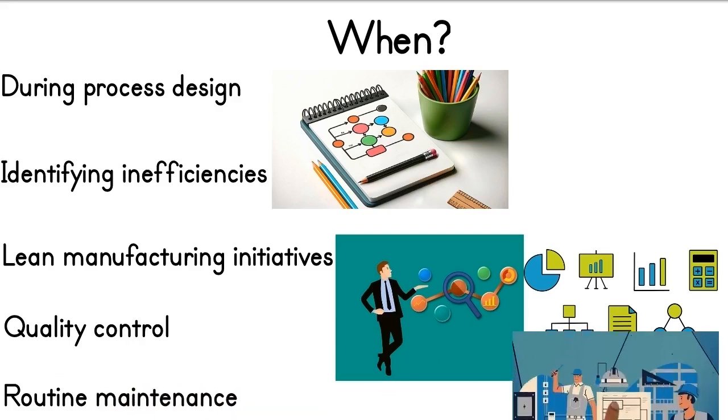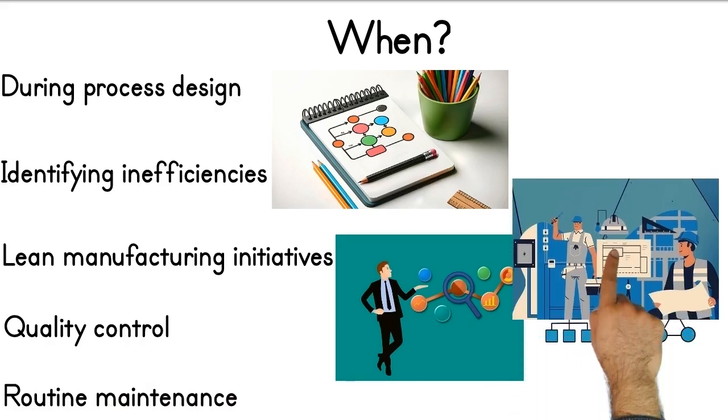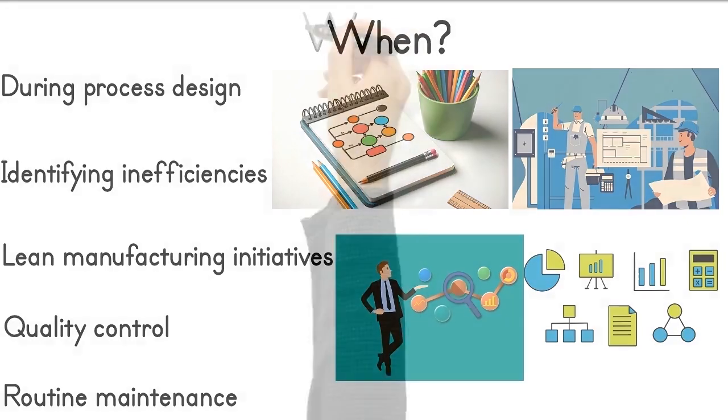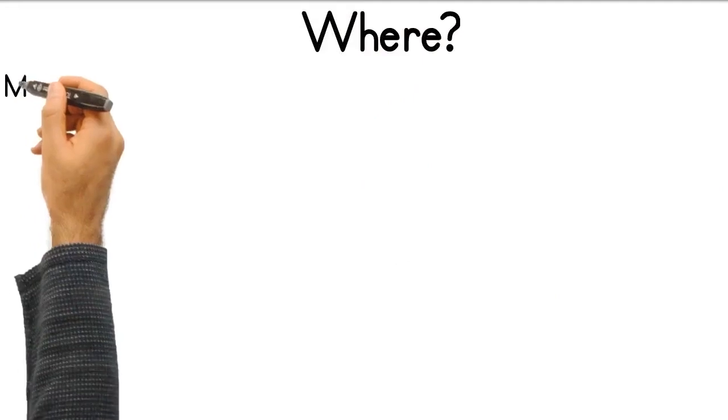During quality control, material loss can also be reduced by ensuring that materials meet quality standards before they are used in production. In routine maintenance, ensuring that equipment and machinery are well maintained to prevent breakdowns that could cause material wastage. Where is material loss reduction applied?